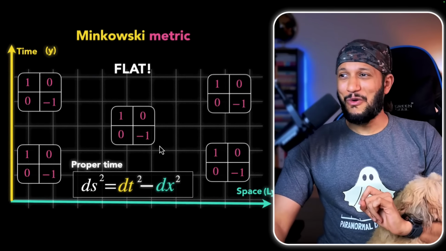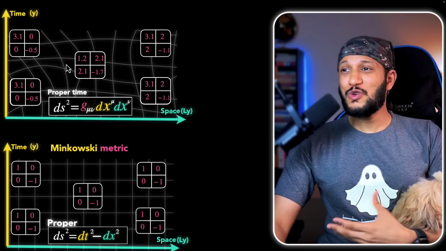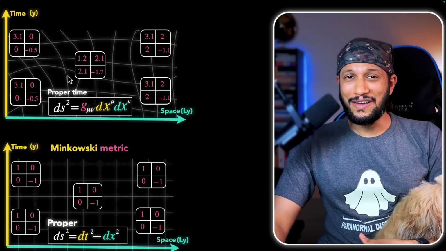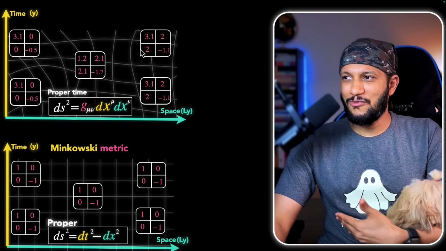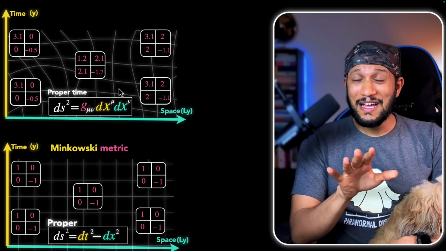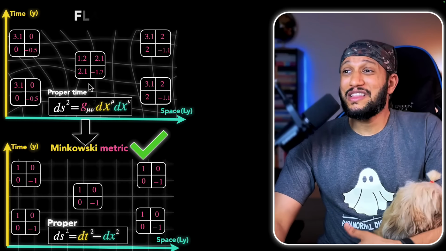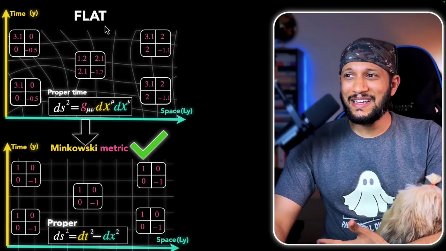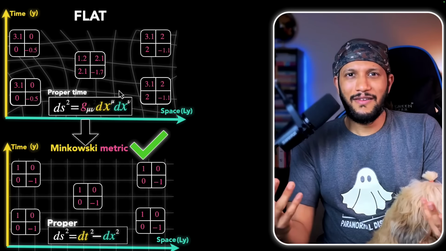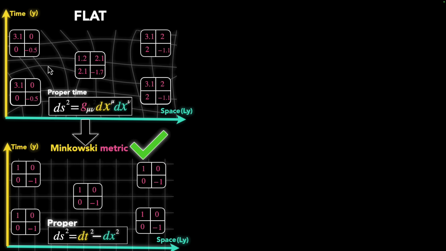And just like before, you are free to choose whatever coordinates you want. And if you choose weird coordinates, you'll end up with weird metric. But you can always coordinate transform it back to Minkowski metric. That's what it means to be flat. This varying metric was just an artifact of choosing weird coordinates.